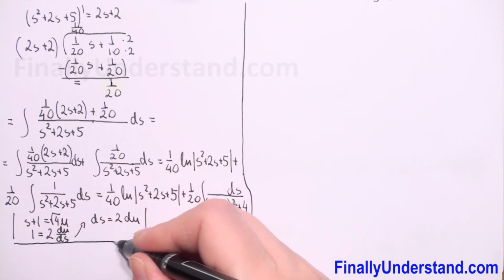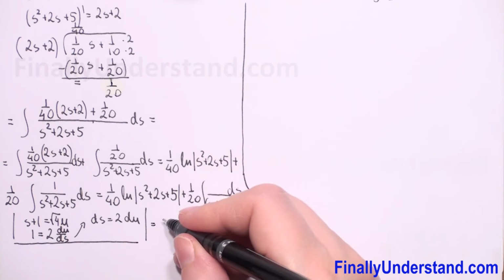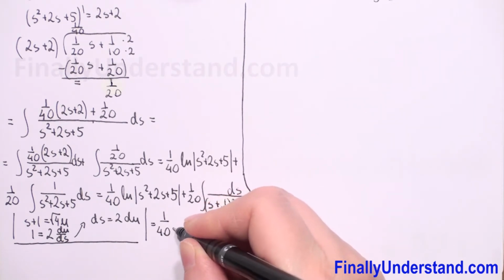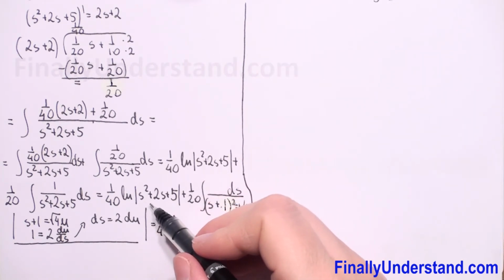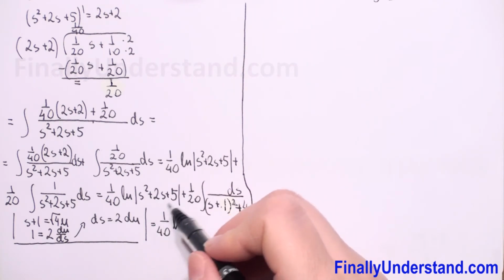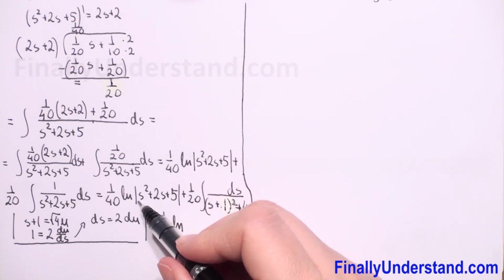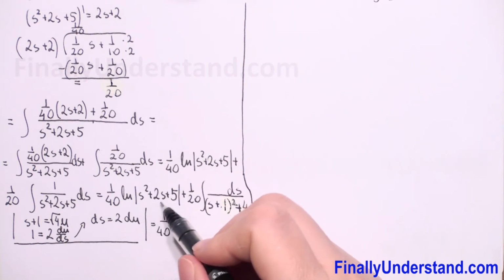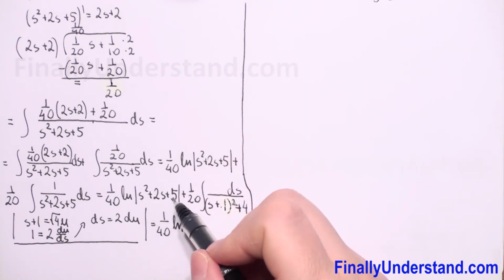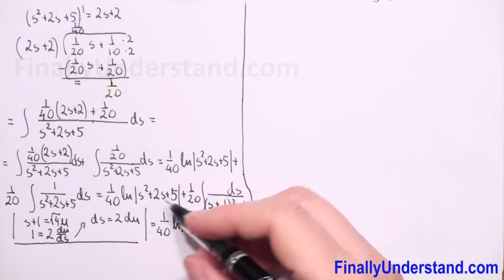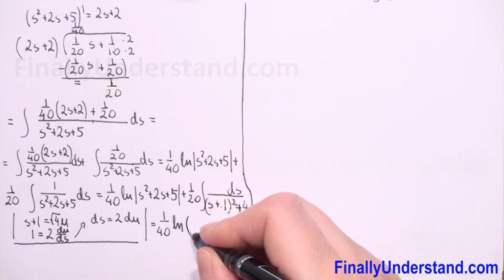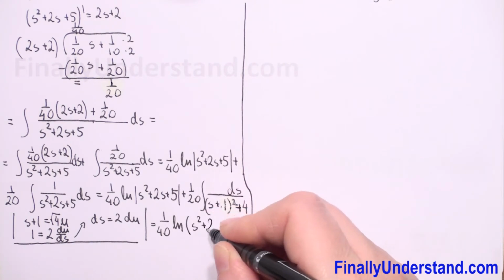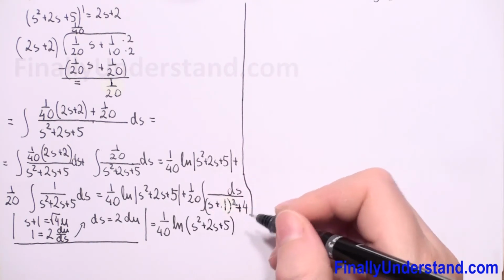So this is equal to 1 over 40 natural logarithm, because s squared plus 2s plus 5 is always positive: the coefficient before s squared is 1, so we have a parabola opening up and we don't have roots. So the value of our expression in absolute value bars is always positive, so we don't need to put absolute value bars. We can put this in parentheses, s squared plus 2s plus 5.